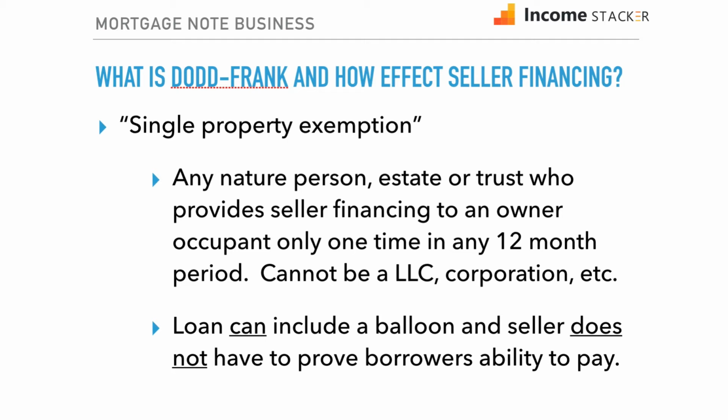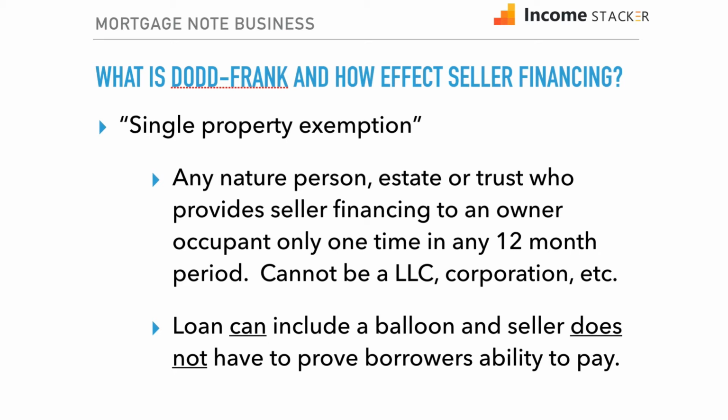Basically this is a person that's selling their house. Let's say they own a house and they're just going to sell their house on owner financing. It's a one-time deal. Once every year they can do this and they don't have to be affected by all the rules. There are some rules that apply, but most of the rules are not enforced in this case. So any natural person, estate, or trust who provides seller financing to an owner-occupant only one time in a 12-month period.